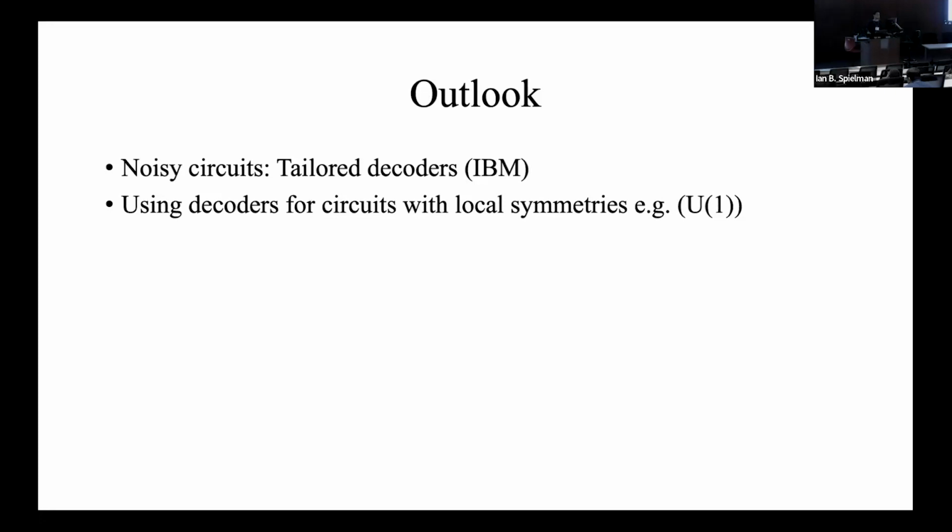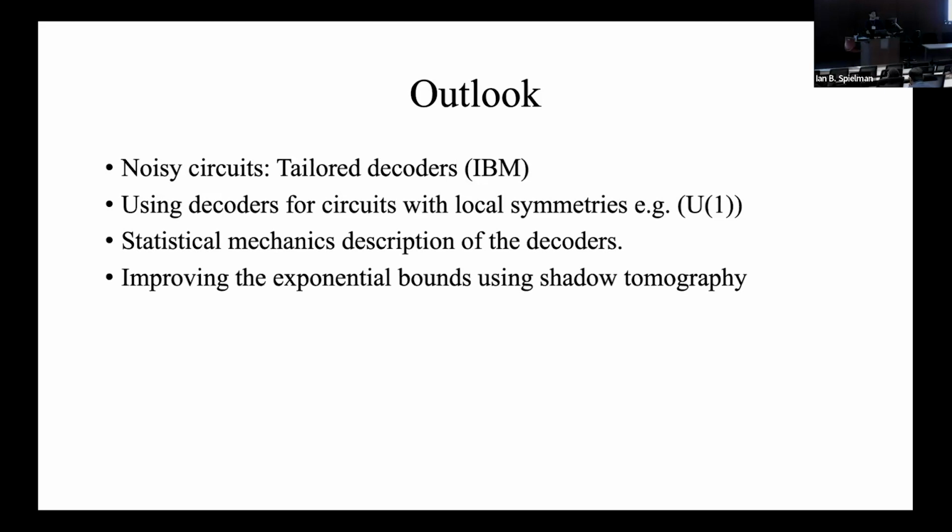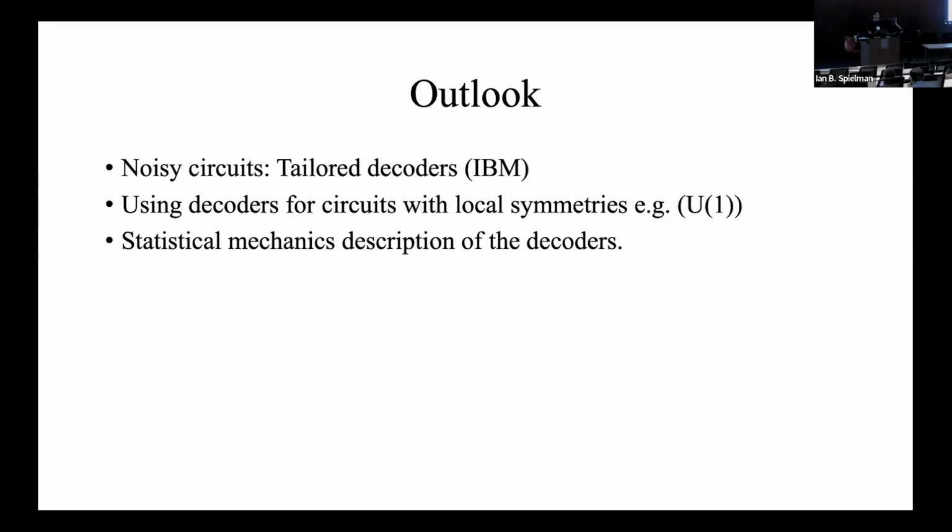Another extension of this idea is whether you can apply this to circuits with some conserved charges. For example, if you have some U1 charge, the same approach in principle is possible. Another intriguing question is whether we can study the statistical mechanics description of these decoders that I mentioned. The other thing is whether we can use some techniques from shadow tomography to improve the sampling complexity of the problem, and use smaller samples.